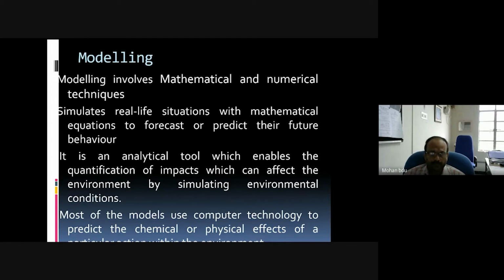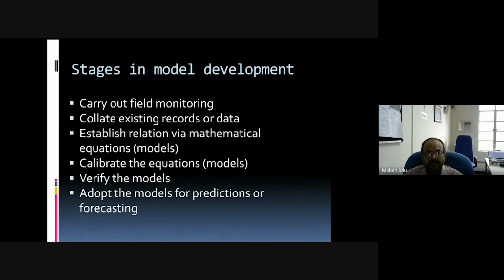For example, what will be the water pollution? What could be the water pollution? Is it in the safe level, or is it in the higher level? Or we can even have a sort of range while predicting, while trying to assess the impact through modeling. So most of the models use computer technology to predict the chemical or physical effects of a particular action within the environment.